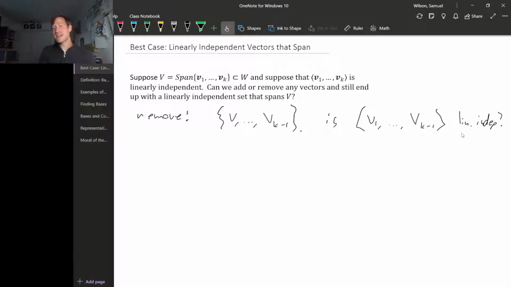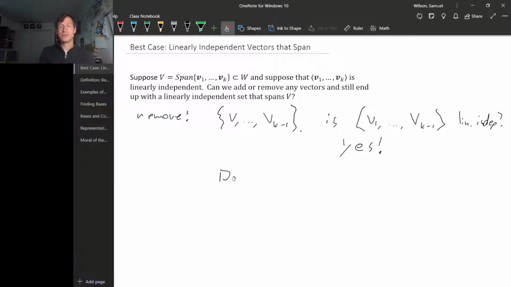Well, the answer to that is yes. When we first talked about linear independence, we noticed that if you have a linearly independent set and you remove a vector, you get another linearly independent set. So now we need to check, does this set still span V?